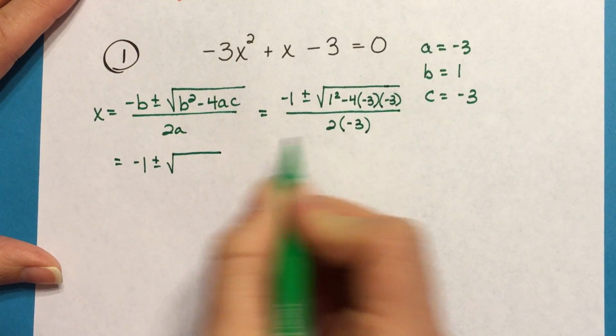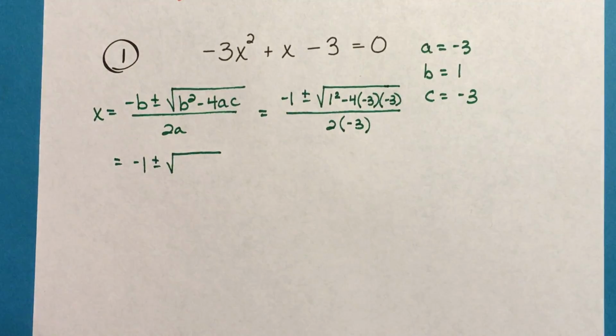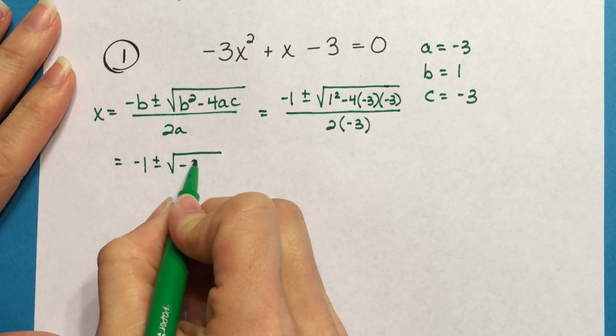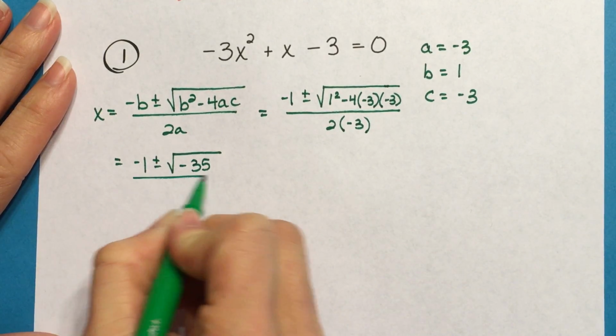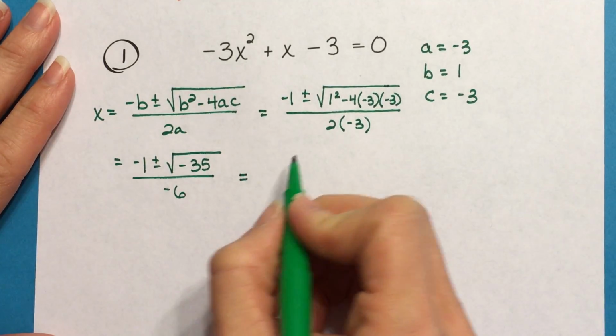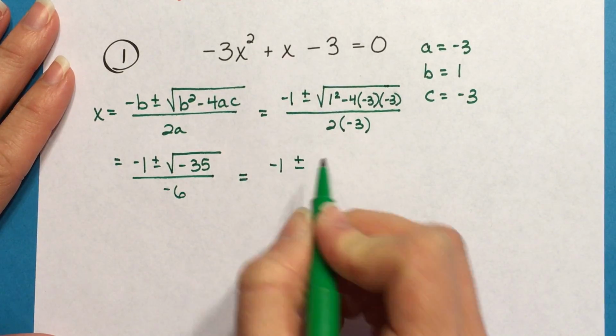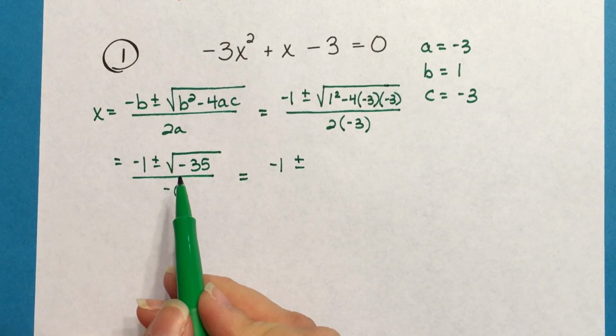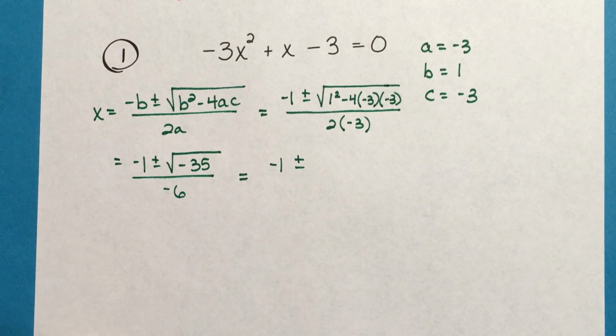Okay, so now you need to calculate what you have here underneath your radical. Okay, that will give you a value of -35. Okay, now simplifying the square root of -35.